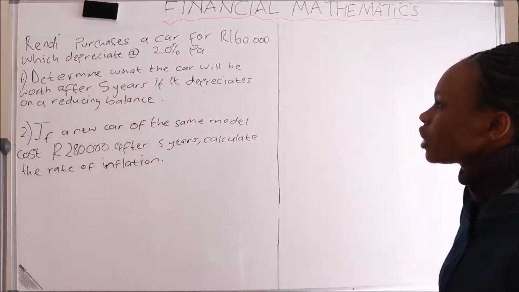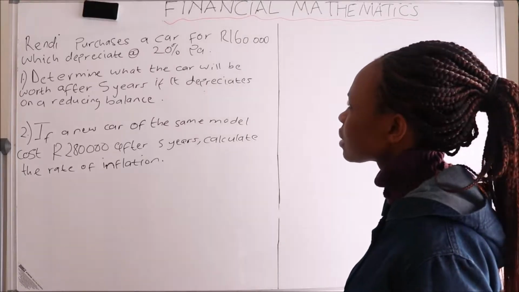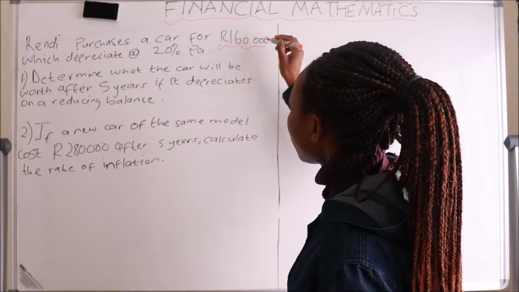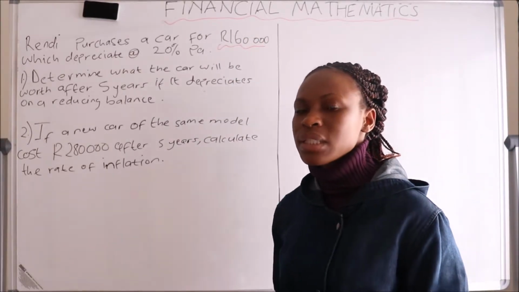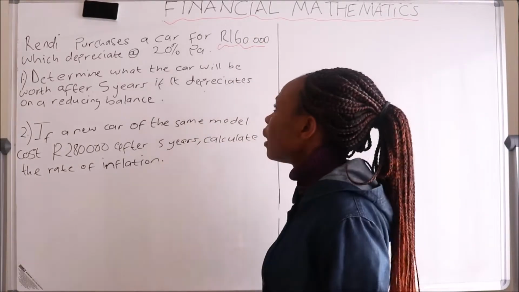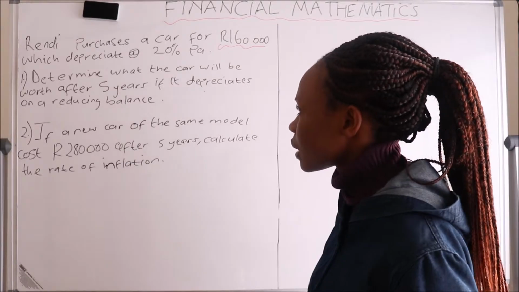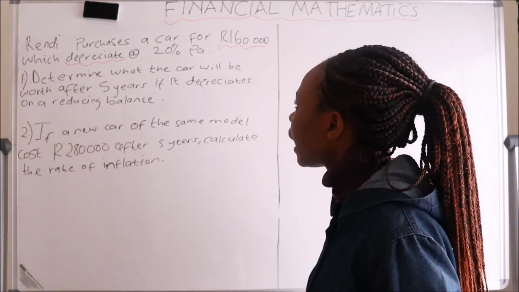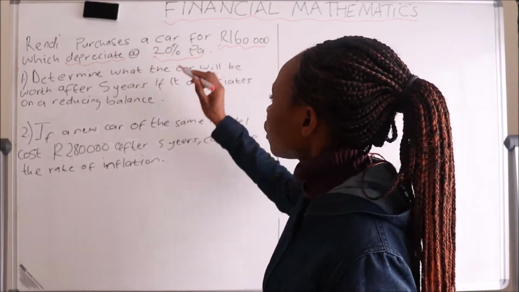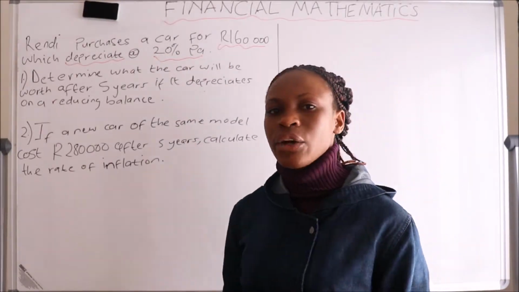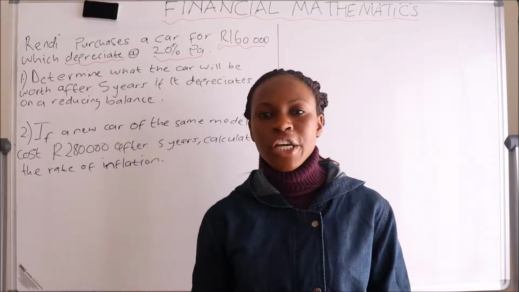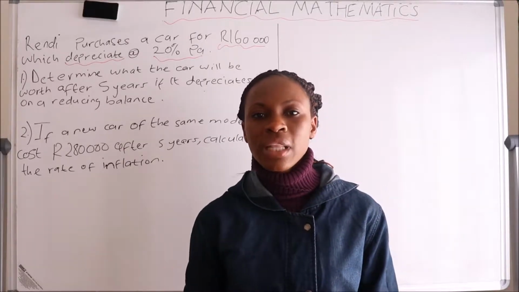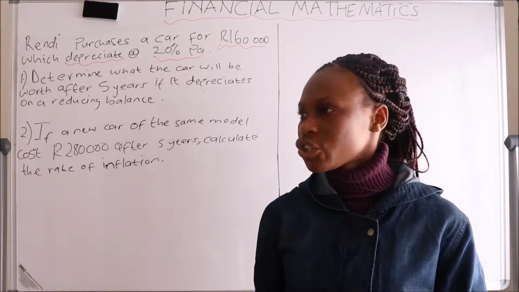Here we have a question that says Randy purchases a car for 160,000. So the original amount, which is P, the initial amount that was used to purchase this car, is equal to 160,000, which depreciates at 20% per annum. Depreciate is also a key word. When you are answering questions in financial mathematics, it's always wise to underline the keywords that will help you to answer the question.